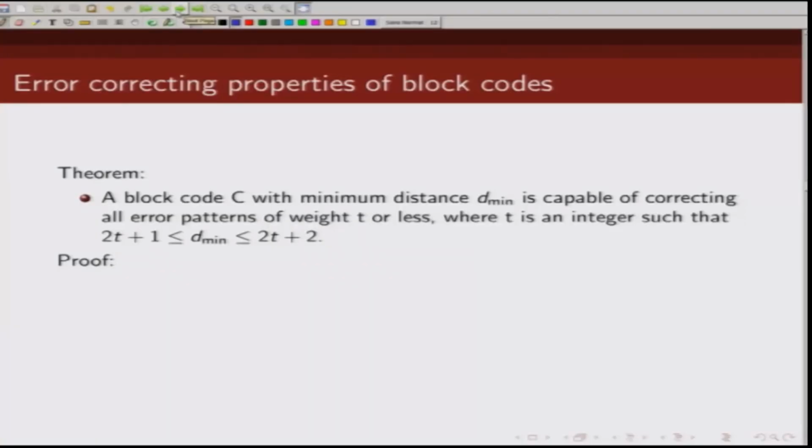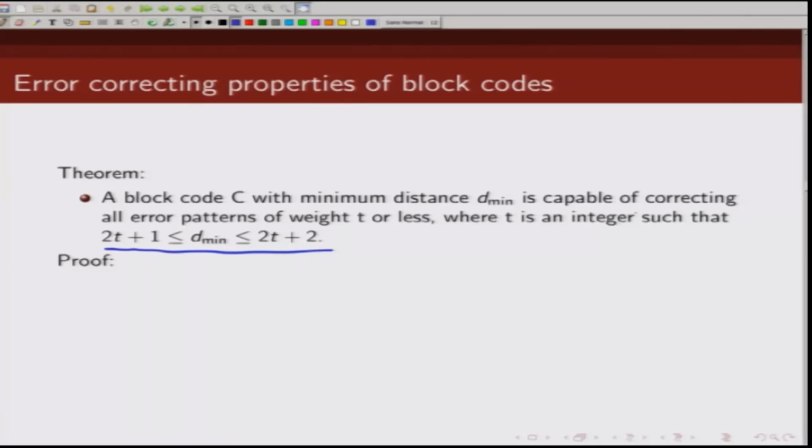Next, we are going to show how the error correcting capability of a linear block code is related to the minimum distance of the code. So, if we have a linear block code C whose minimum distance is d min, where d min satisfies this relation, d min is greater than or equal to 2t plus 1, where t is an integer, and it is less than or equal to 2t plus 2. If d min satisfies this relation, then the code is capable of correcting all error patterns up to weight t. So, let us prove this result.